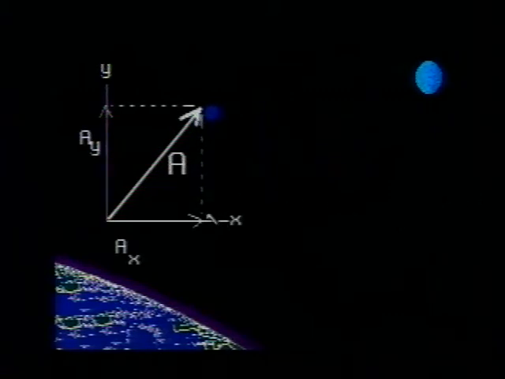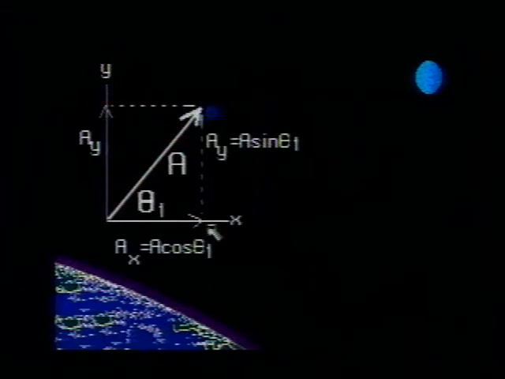Here we see the vector A broken down into two mutually perpendicular components, A sub x and A sub y. The value of A sub x is equal to A times the cosine of the angle theta 1, being the angle between the vector and the x-axis here. A sub y is equal to A times the sine of that angle.